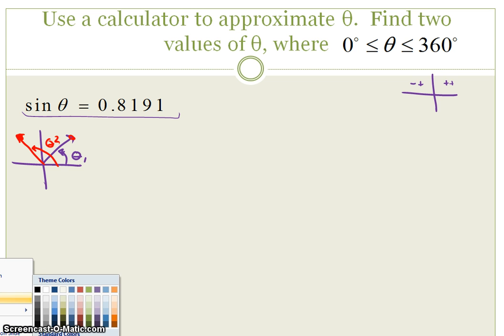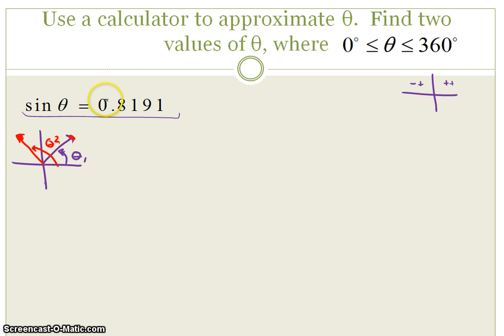Okay, so what we're going to do is use our calculator to find the angle that makes this true. So in order to do this, we're going to use inverse properties, and theta is the sine inverse of the number 0.8191. And we're going to type this into our calculator. We want our answer in degrees, so we're going to have to go to the mode and make sure we are in degree mode. Okay, so we're going to pull up the calculator now.